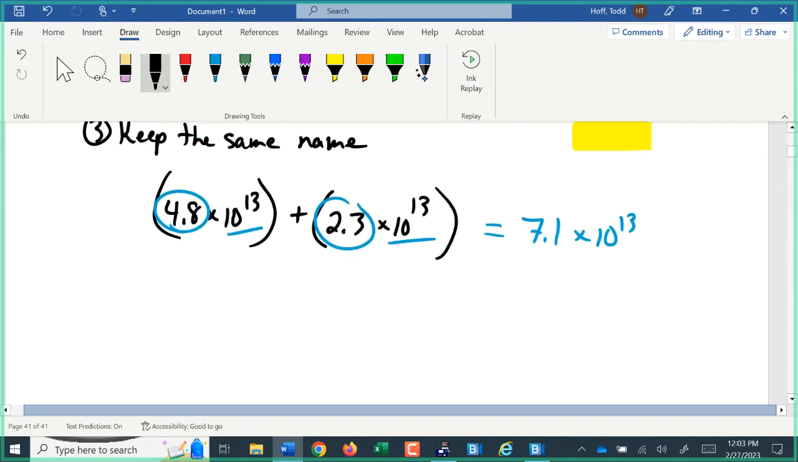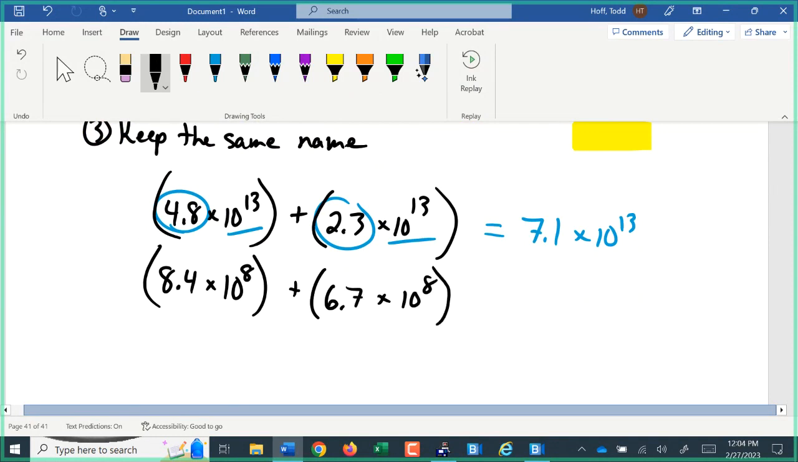Now as we move on to the next step, we might have 8.4 times 10 to the 8th plus 6.7 times 10 to the 8th. We still have the same name. They both have the same power of 10, 10 to the 8th. But now when we combine the counts, we got 8.4 plus 6.7 is 15.1. There's a little bit of a problem there, but we'll come back to that in just a second. And we keep the same name, times 10 to the 8th.